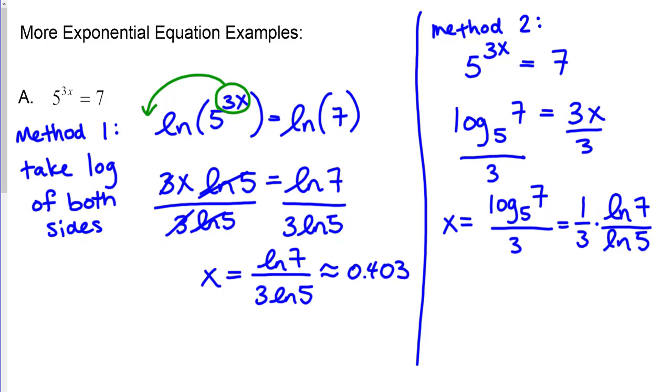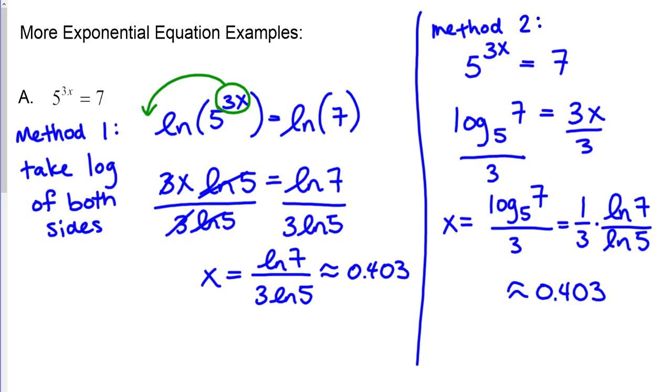There's not really a faster way. You end up having to do the same sort of steps either way, so it's up to you what you prefer. I tend to prefer method 1, taking the log of both sides, but you may find that you prefer method 2, and that's perfectly okay. Either way, you generally do need to approximate your final answer, and if you put this in the calculator, of course, you'll get the same result.